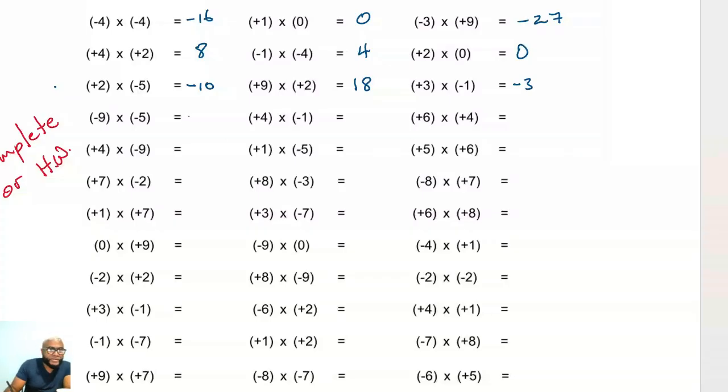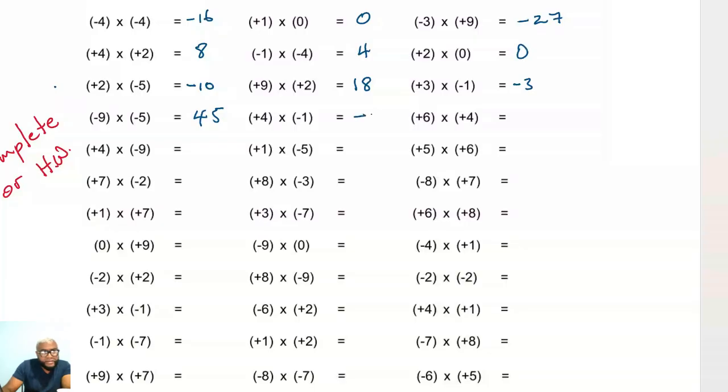Kimani, next. We're doing a whole line. Kimani, do the whole line, like that whole top row. Let's go. Negative 9 by negative 5 is? That is positive 45. Next.